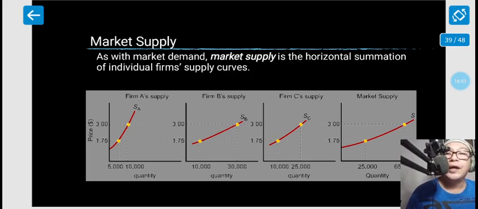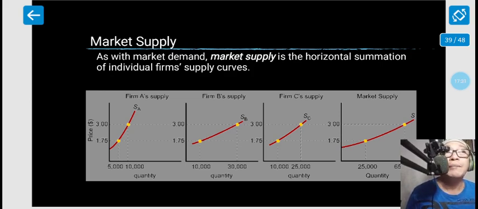Ayan. So, for a $1.75, 5,000. Doon naman sa firm B, same price, 1.75, 10,000 naman yung kanyang capacity. Okay? And for firm C, 1.75, 10,000 din ang kaya niyang isupply. So, si firm A medyo mababa. So, bakit nga? Siyempre, hindi naman magkakapareho ang mga company, di ba? Or ang mga producers. Merong malaking nagpo-produce, meron din naman mga small players. So, siyempre, hindi magkakasing laki ng market, kumbaga, na sinusuplayan.